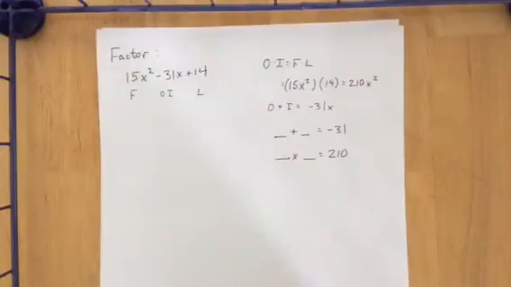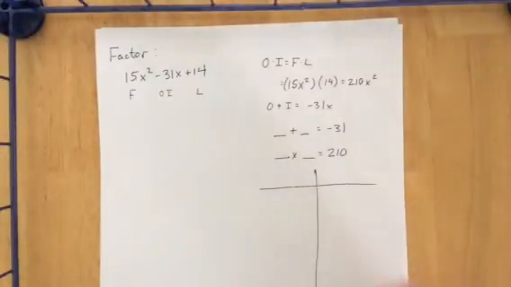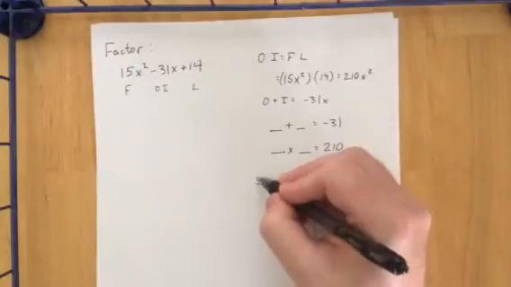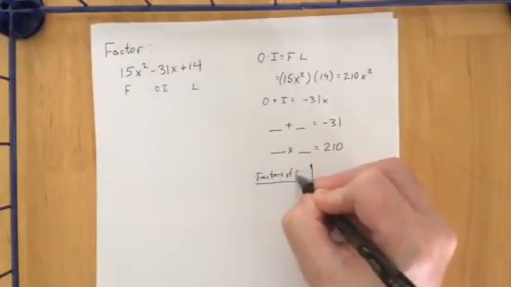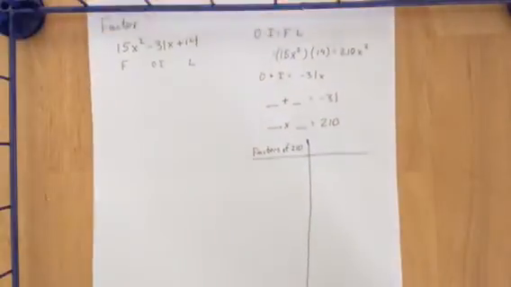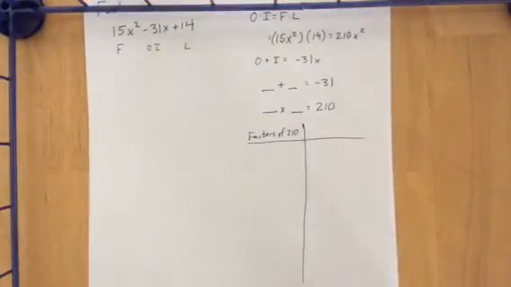Now, you might not know these numbers off the top of your head. Well, I do because I did this problem to warm up. If you don't necessarily know what they are, make yourself a little chart. And in that chart, we're going to write down pairs of numbers that when we multiply them together, we get 210. Now, there's a lot of pairs, so bear with me.